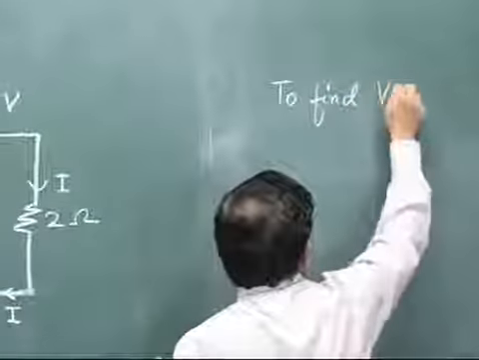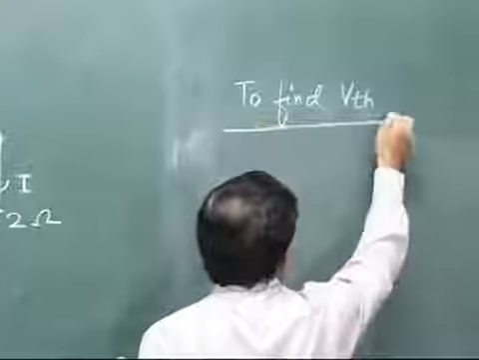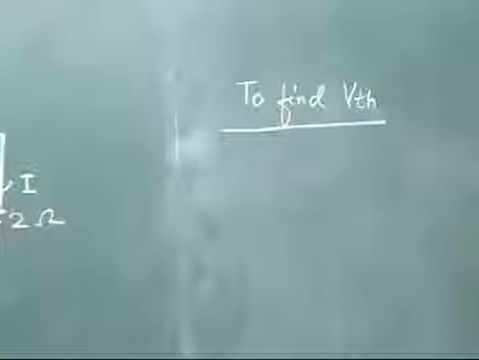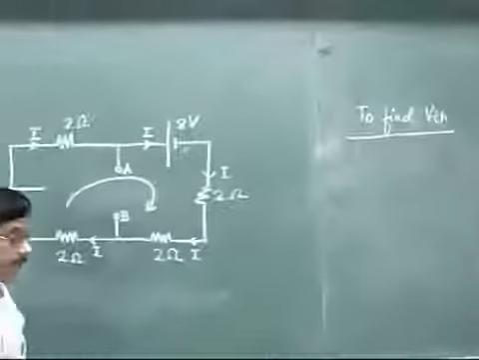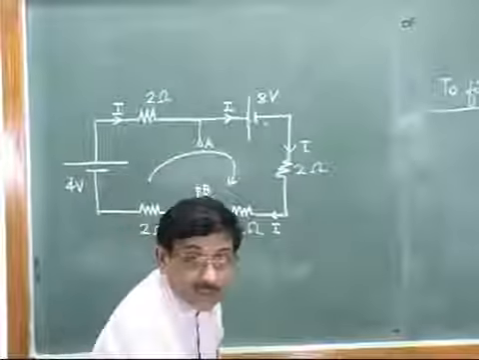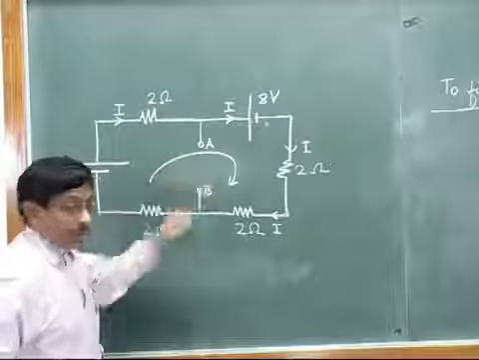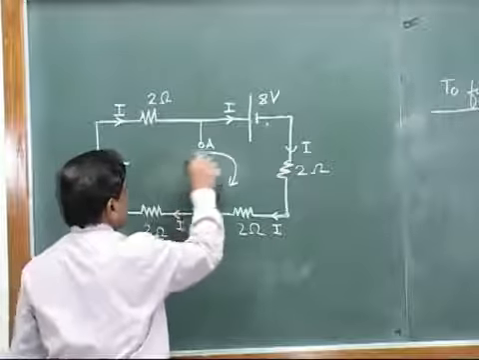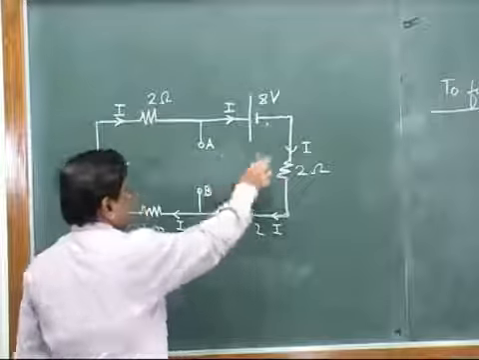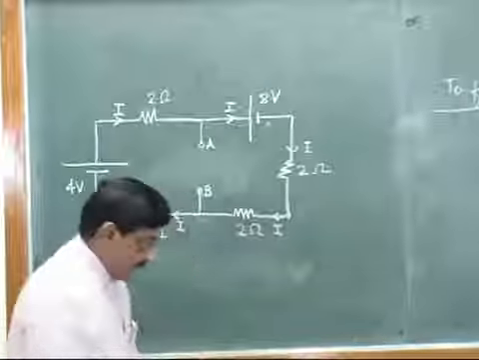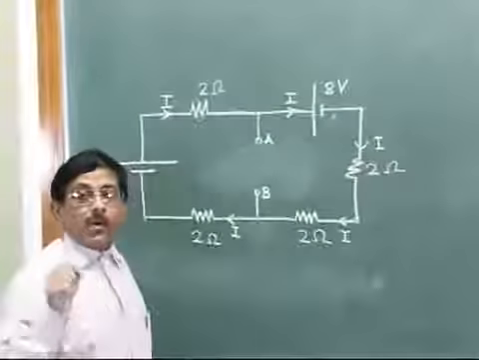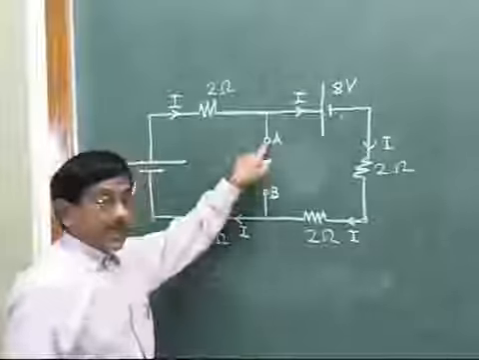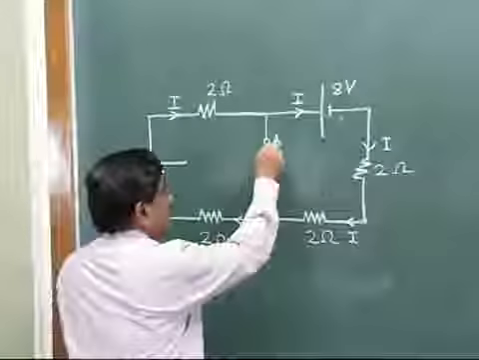Now for this, what should we do? To find VTH, we have to assume an imaginary or fictitious voltage source across those open two terminals. I will just scratch this arrow now because we don't need it. So in our step 3, we have to consider some imaginary or fictitious voltage source connected across points A and B. I will just show the source.